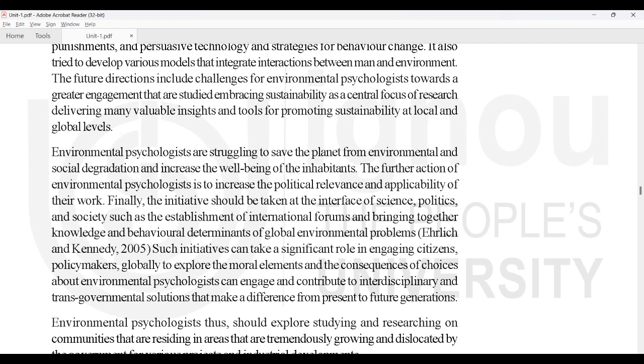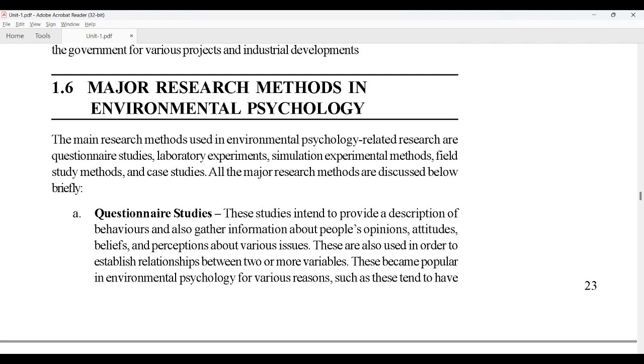Such initiatives can take a significant role in engaging citizens and policymakers globally to explore the moral elements and the consequences of choices about the environment. Psychologists can engage and contribute to interdisciplinary and transgovernmental solutions that make a difference from present to future generations. Environmental psychologists thus should explore studying and researching communities that are residing in areas that are tremendously growing and dislocated by the government for various projects and industrial developments.